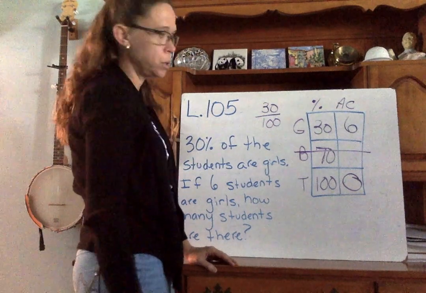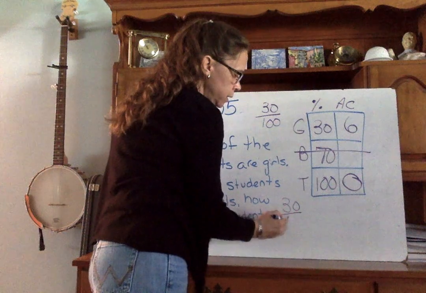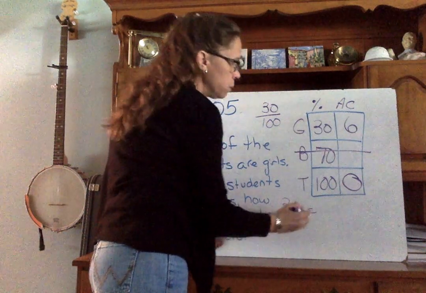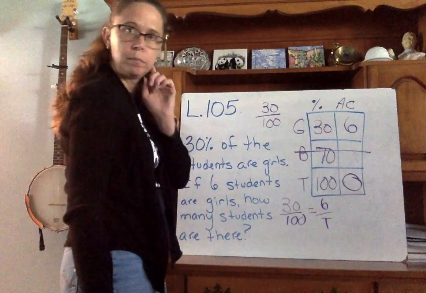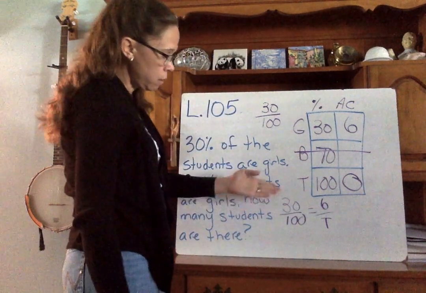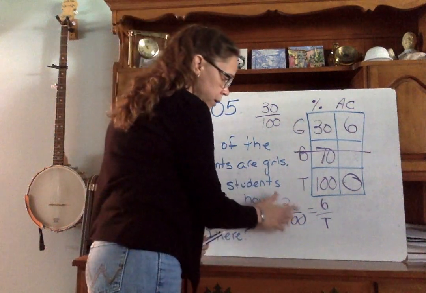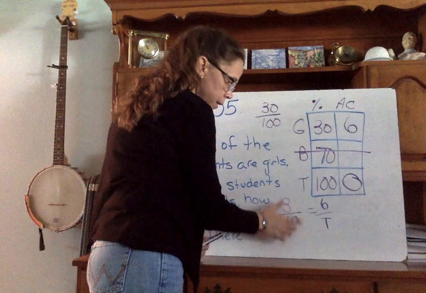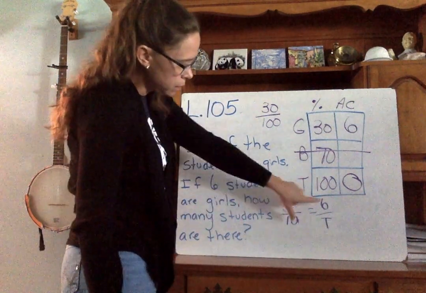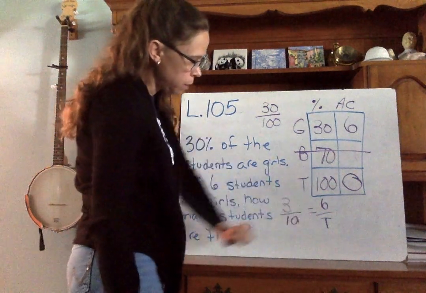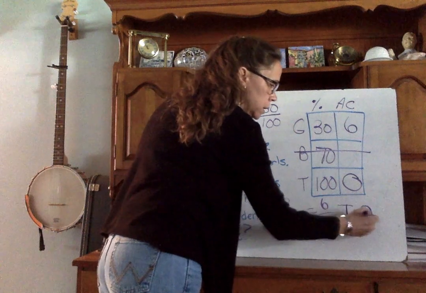Now I can form my proportion. 30 over 100 is equal to 6 over total. Okay, now I hope you see that 30 over 100 reduces to 3 over 10. That way our numbers don't get so big. So I can see to get from 3 to 6, I multiply by 2. So I multiply by 2 down here. That means my total number of students has to be 20.